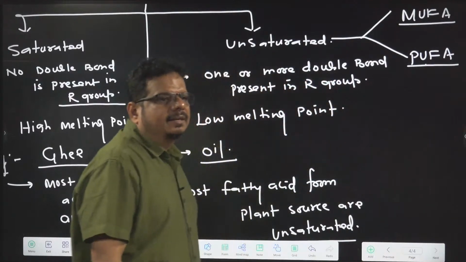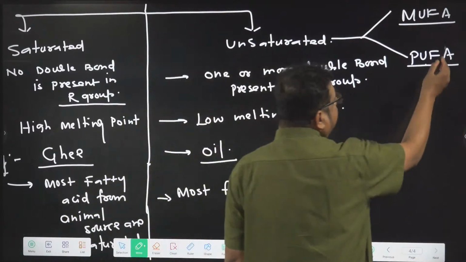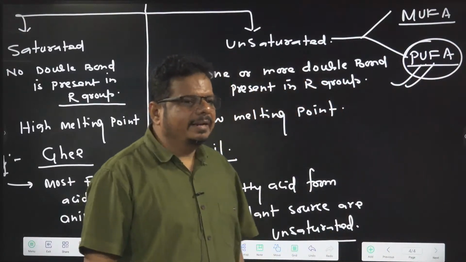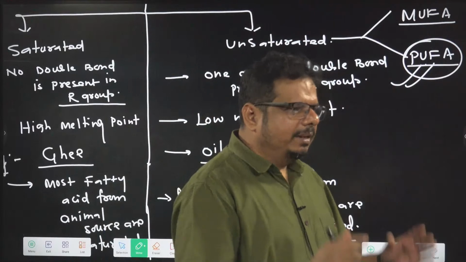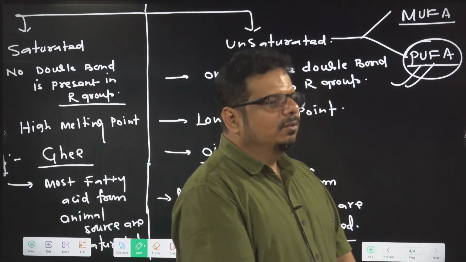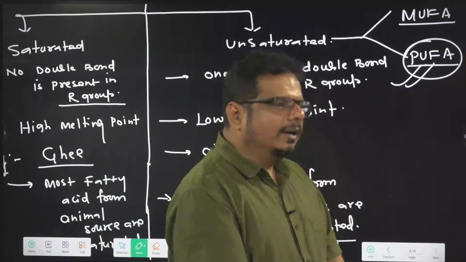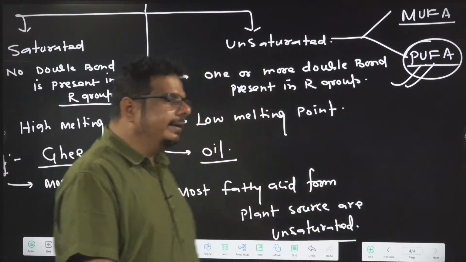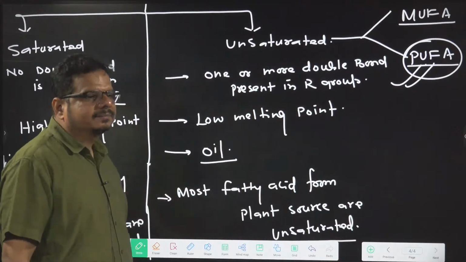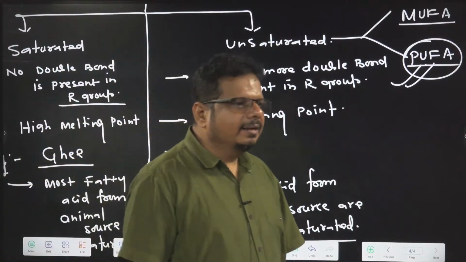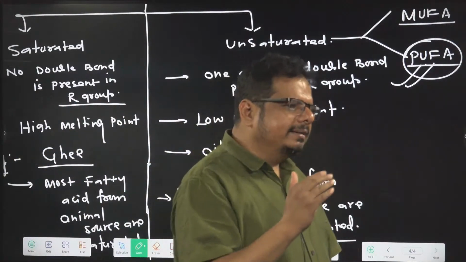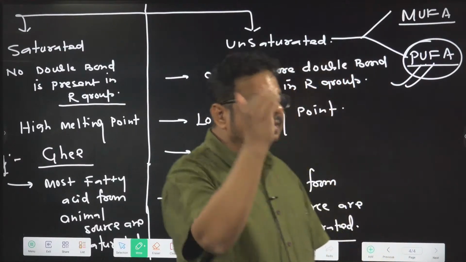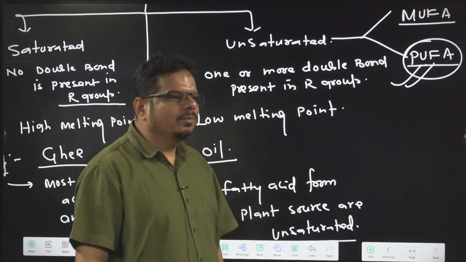Able to understand? And which is the best fatty acid for our consumption? PUFA. The more double bonds there are, the better it is for health. So which is better for consumption? PUFA, polyunsaturated fatty acid. Saturated fatty acid is not good for health, because saturated fatty acid is easily converted into cholesterol. So it is not good for health.